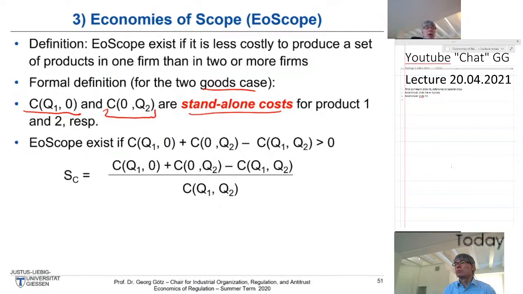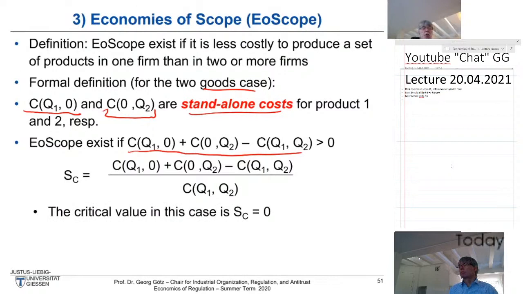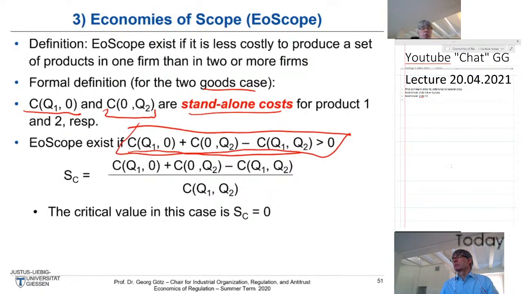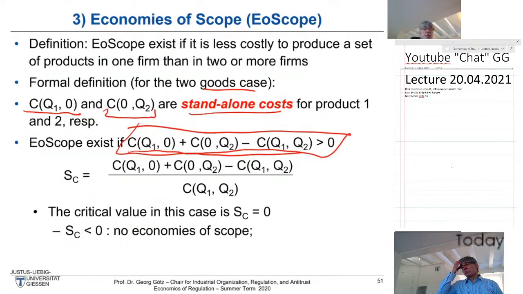Now we can also define a scope economy index, which is the same as what we had previously in the numerator, just divided by the cost. It's not so interesting to derive this index, because the critical value here is zero, whether it's larger or smaller than zero. And from the numerator you already get the sign of this index. No economies of scope if it is smaller than zero, economies of scope if it is larger than zero.